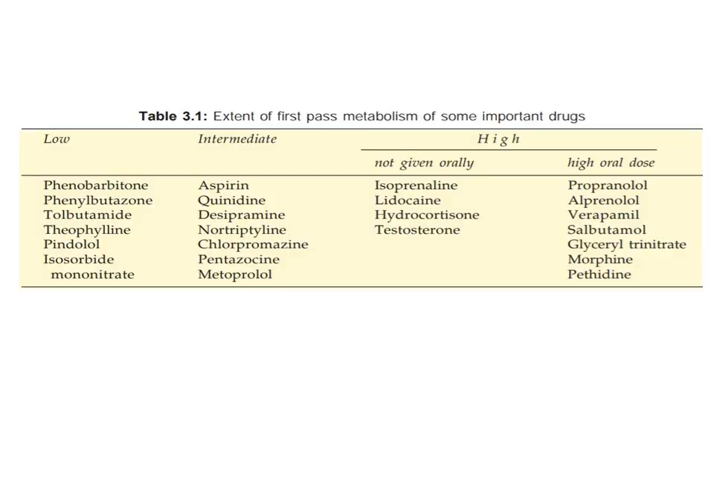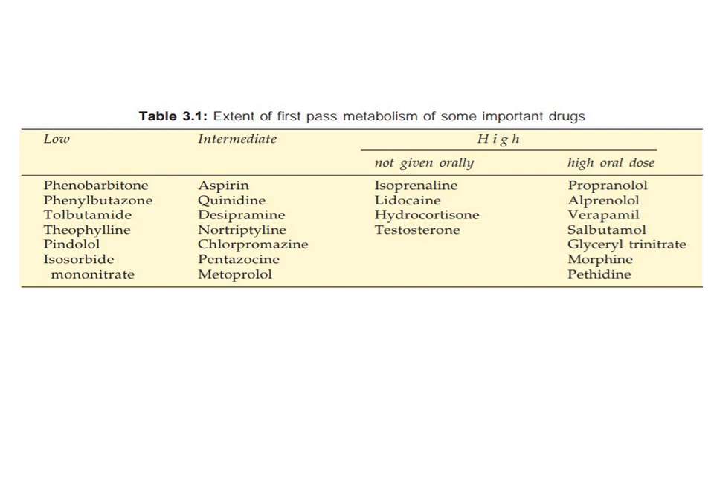Then this first pass elimination plays a very important role in how the drug has to be given clinically. Those drugs which have low first pass elimination, that is, they are not metabolized greatly by the liver, like phenobarbital, tolbutamide and pindolol, can be given orally very comfortably. Those with an intermediate first pass metabolism can be given orally, like aspirin, etc. A slightly higher dose can be given.